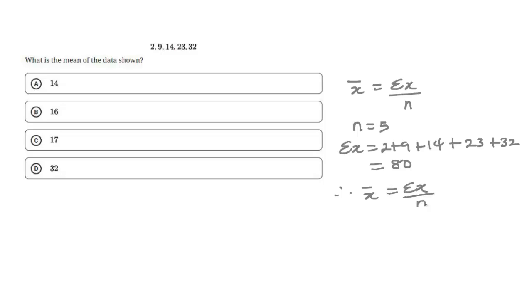So therefore x bar, which is equal to summation x over n, will now be equal to 80 over what? What is our n? That is 5. So x bar, which is mean, is 80 divided by 5. 80 divided by 5 is what? 16. So the correct option to this is option B, which is 16.